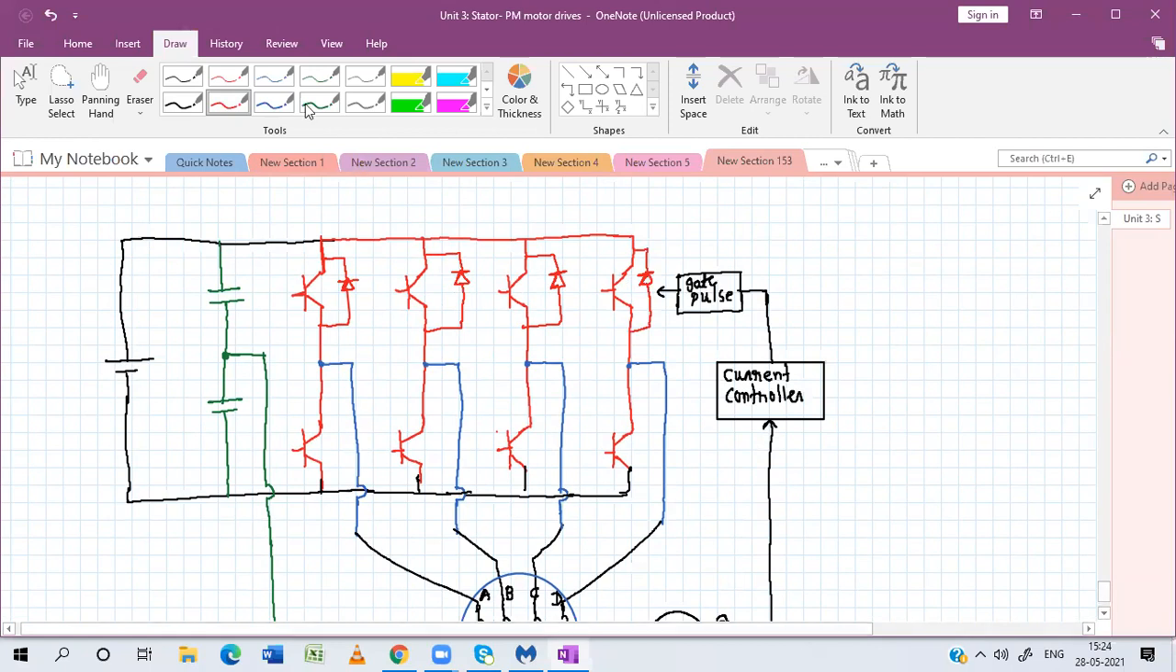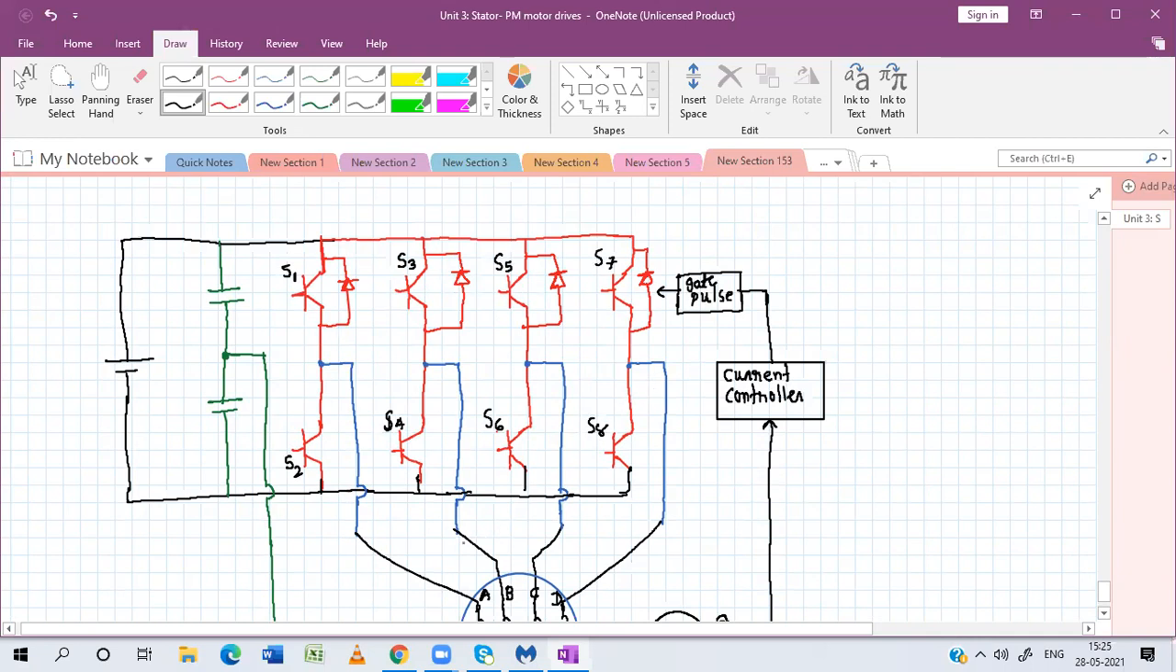Okay, now consider that this is my switch S1. This is switch S2. So this is A phase. It means we can say S1 and S2 are associated with A phase. This is S3, S4, associated with B phase. S5, S6 associated with C phase. S7 and S8 associated with D phase.